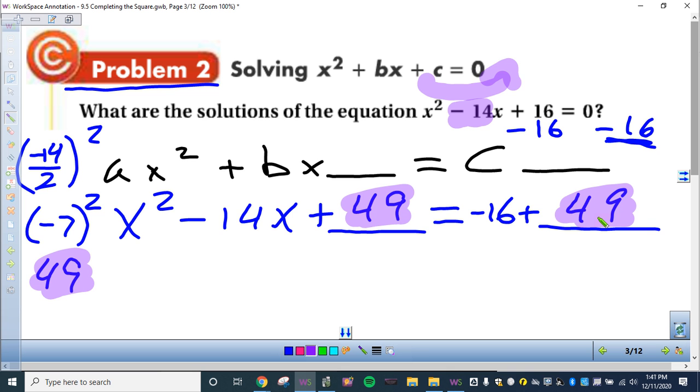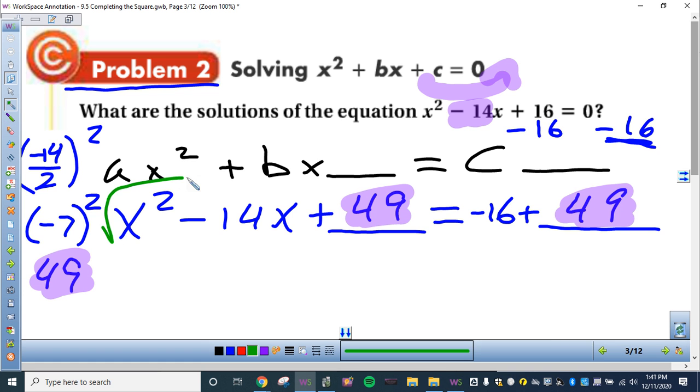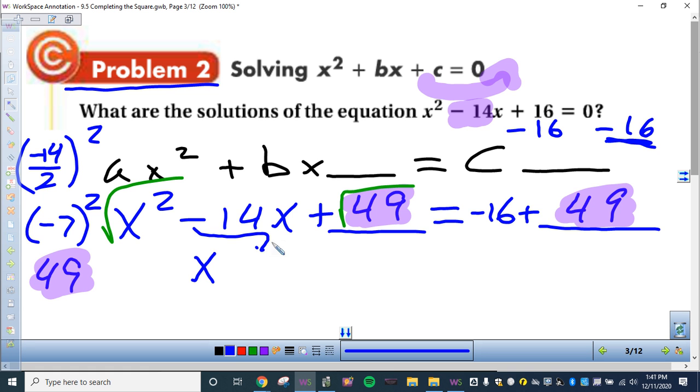Okay. Next thing we do is just factor the left side. We do that by taking the square root of the a and the c term. Square root of x squared is x. Bring your sign down from the b. Square root of 49 is 7. 49 minus 16 is 33.